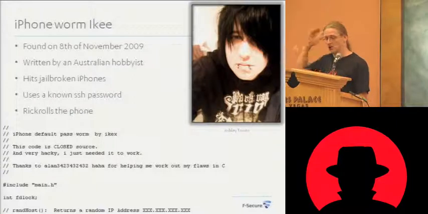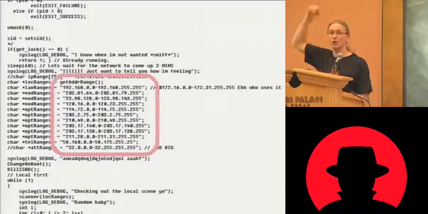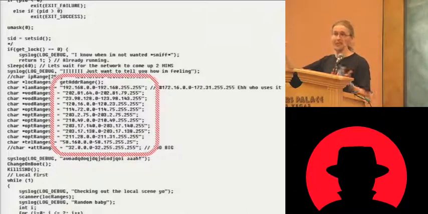November last year. Basically it just scanned IP ranges, which belong to different operators around the world who were selling iPhones. Whenever it found an iPhone, it checked if port 22 is open, which is the SSH port.